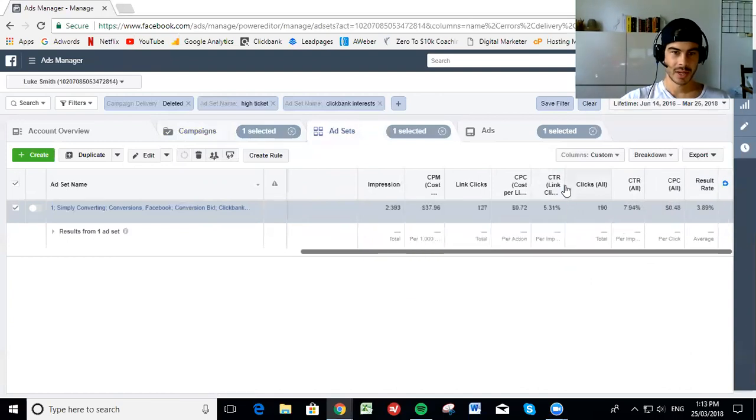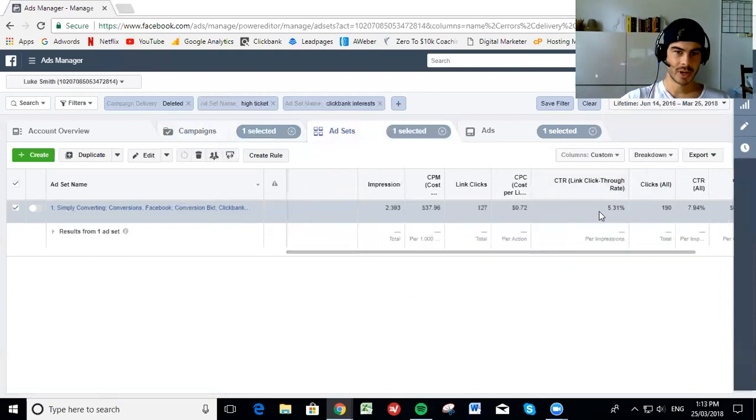The click-through rate here is extremely high, considering that we are running on a conversion objective and the campaign is not optimizing towards link clicks. 5.31% is very high for Facebook. Even if we were running with a website traffic objective on Facebook, typically we would only see maybe 1.2% click-through rate. So for a conversion objective, this is extremely strong. And the cost per click there is equally as strong, which is 72 cents, which is very efficient.